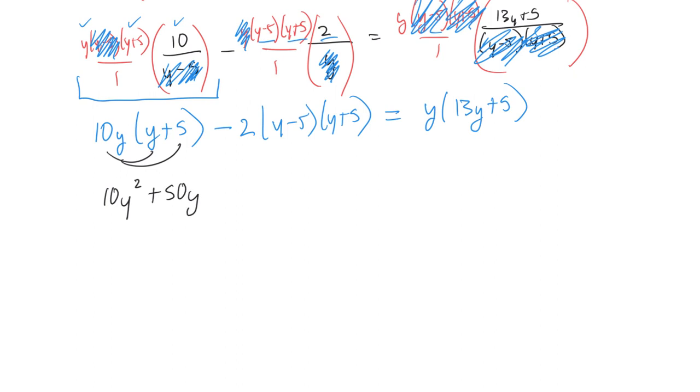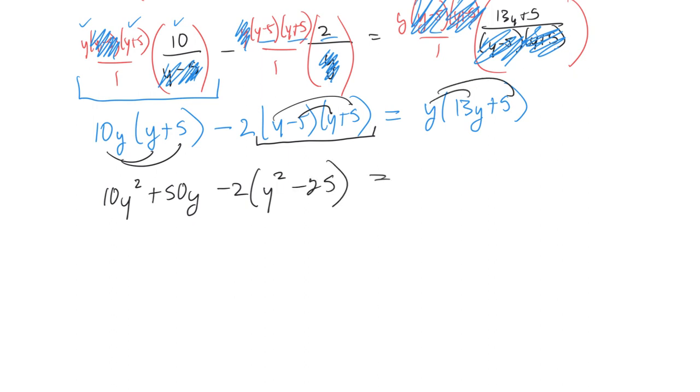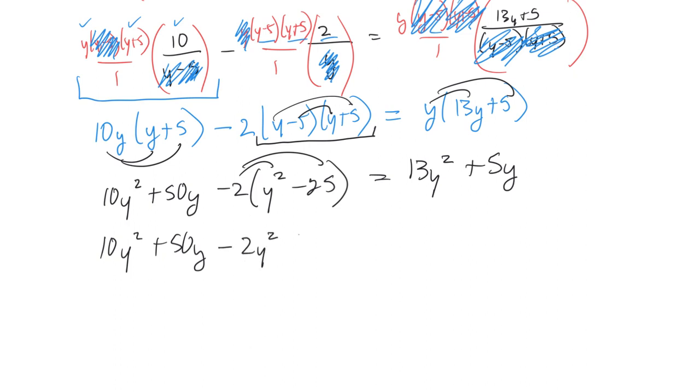Plus 50y. This one here, I've got a bunch of things to multiply. I'm just going to FOIL that together first, leave the minus 2 out front, and then it'll be y times y is y squared, positive 5y minus 5y, which will cancel, and then a minus 25 equals 13y squared plus 5y. Okay, I'll leave this first stuff alone, and then I'll distribute this, so it'll be a minus 2y squared and a positive 50 equals 13y squared plus 5y.